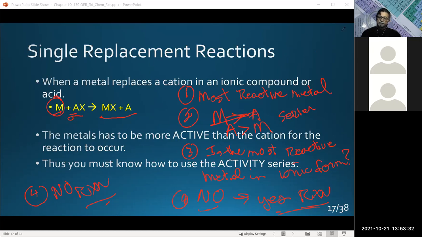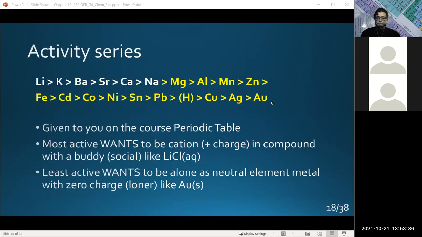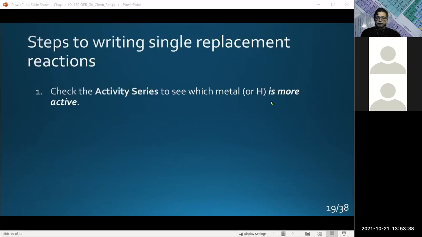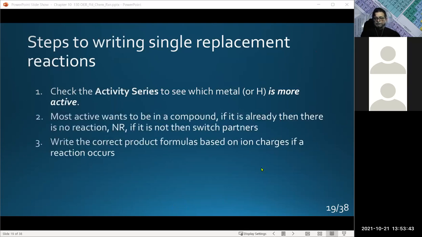Okay, so let's do some examples. And this is, in essence, what I just explained. Check the activity series, which is more reactive. And sometimes it could be hydrogen gas. You could be comparing a metal in the reaction of either hydrogen gas or a proton, okay?